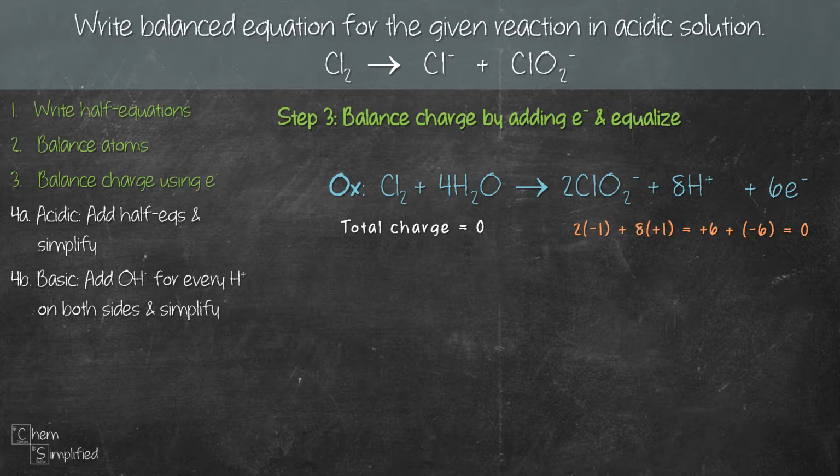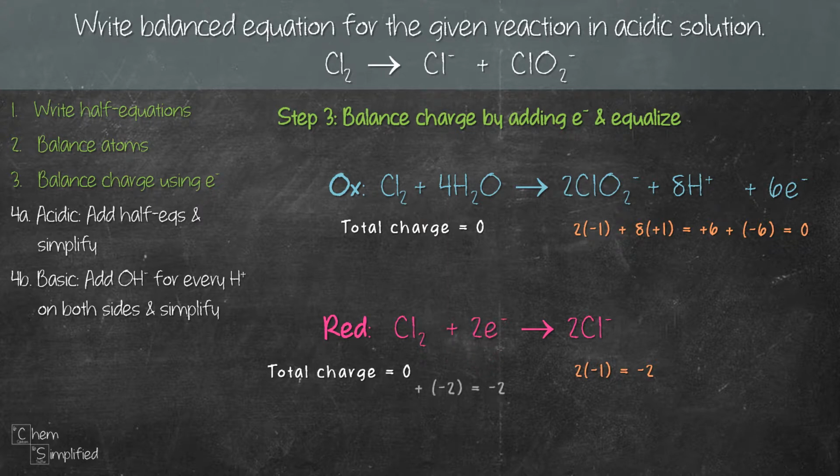So let's do the same for the reduction equation. Left hand side, we have a total charge of 0 and right hand side, we have a charge of -2. So to balance the charge, we're going to have to add 2 electrons on the left hand side so that now both sides have the same charge, which is -2.